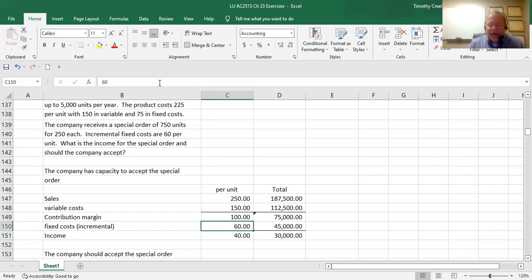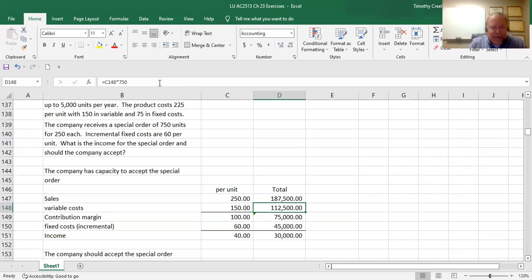Now, remember that fixed cost, again, the problem will tell you what fixed cost amount applies, because typically it's only your variable fixed costs that are going to apply for this. So if we were to run the total numbers, the 250 times the 750 units, 187.5.